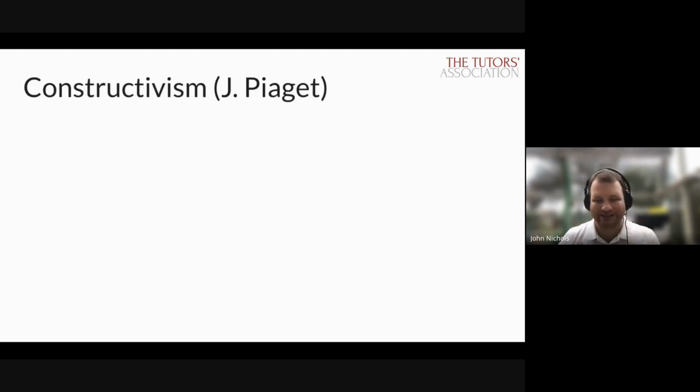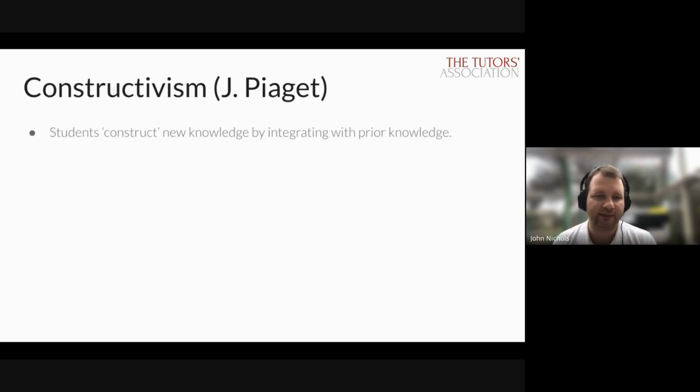The last of the classical educational theories we're going to just gloss over quickly is constructivism. And constructivism was produced in the 60s and 70s by a guy called Jean Piaget. And one of the things that Piaget postulated as part of constructivism was that students construct new knowledge, hence the name of the theory, by integrating it with prior knowledge.